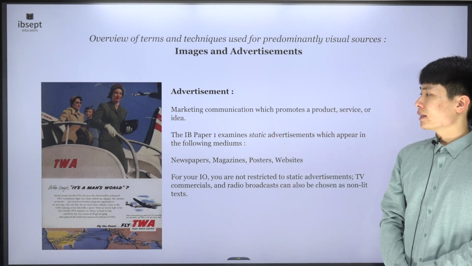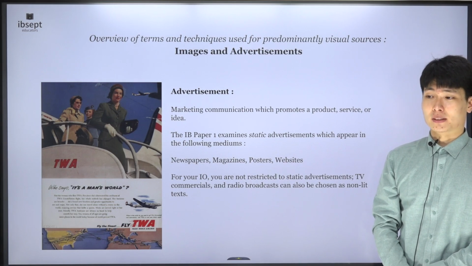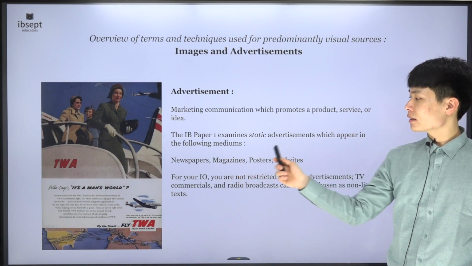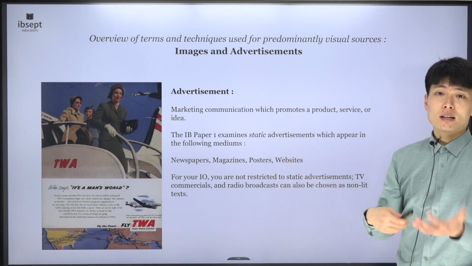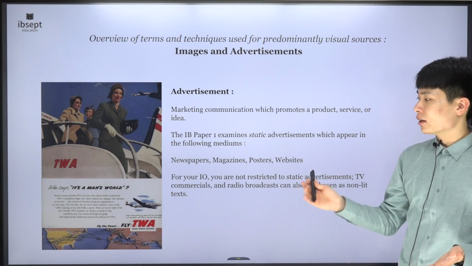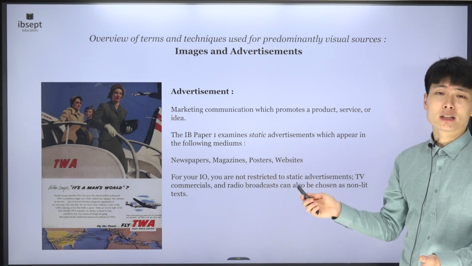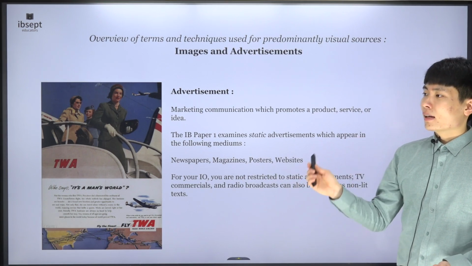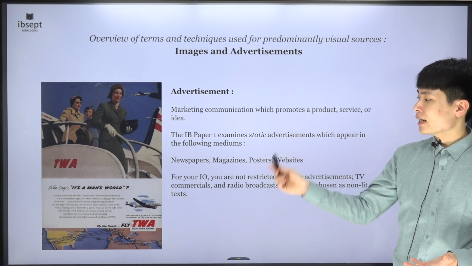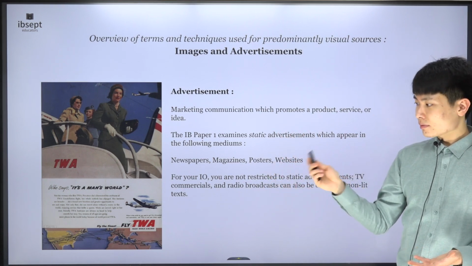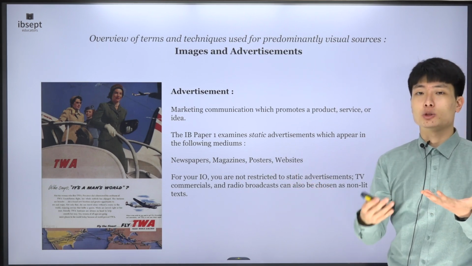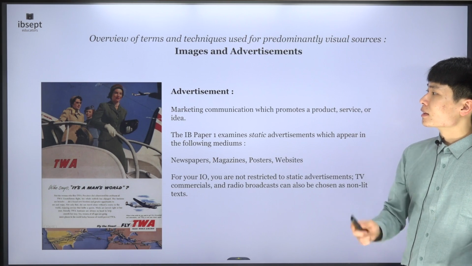The IB Paper 1 examines static advertisements, which appear in the following mediums: newspapers, magazines, posters, and websites. For your IO, you are not restricted to static advertisements, which means you can also look at TV commercials and radio broadcasts. And the terms you're going to be covering here apply to both static advertisements and, well, other forms of advertisements as well, provided that they are visual. So let's move on.